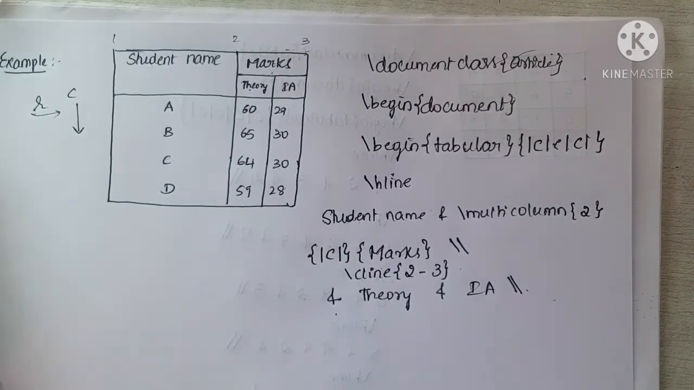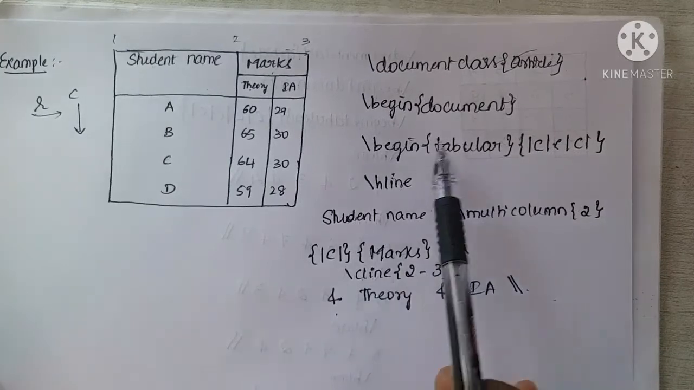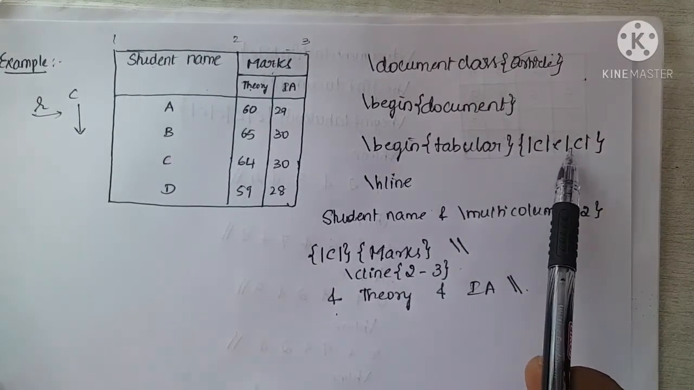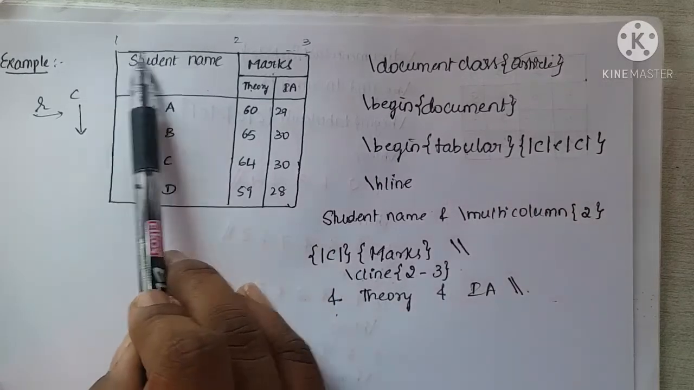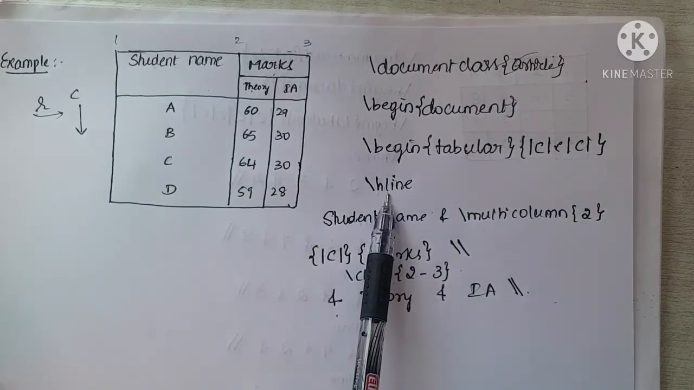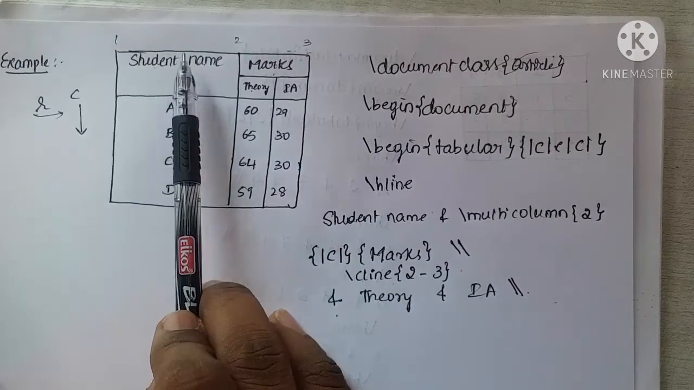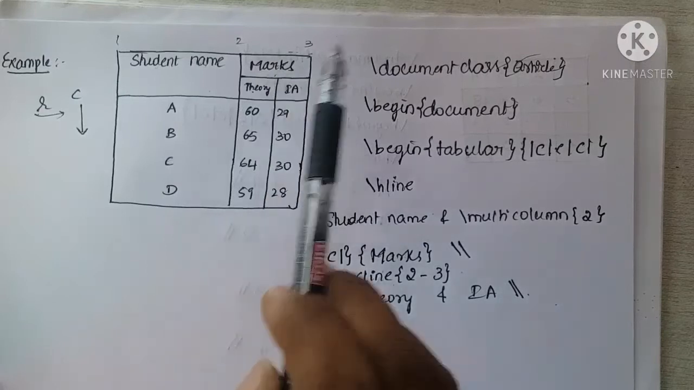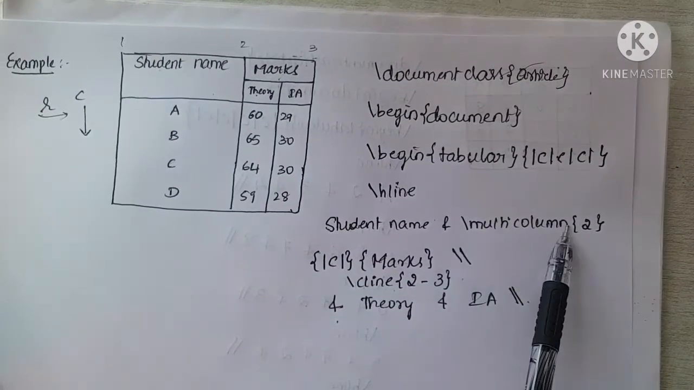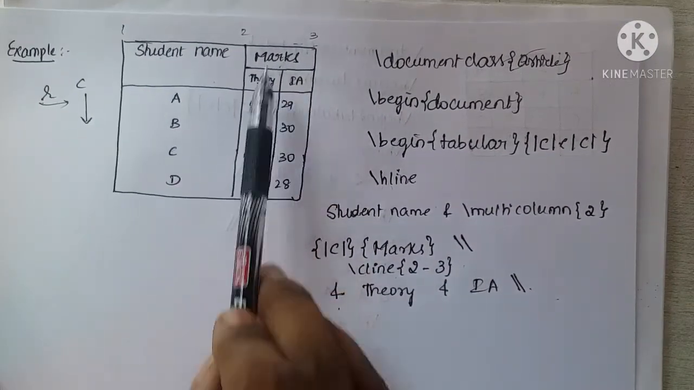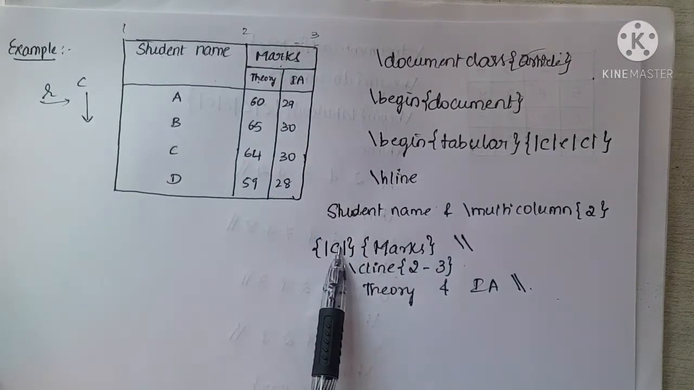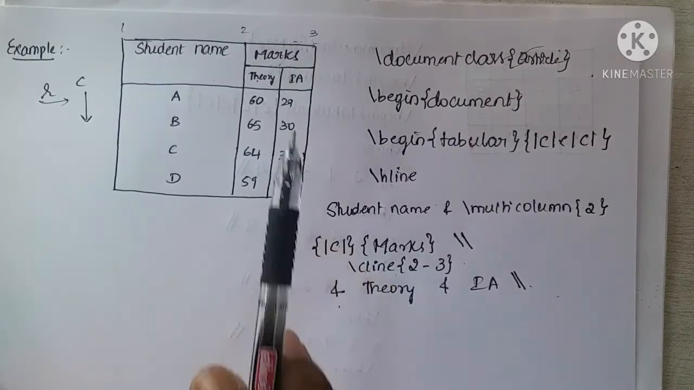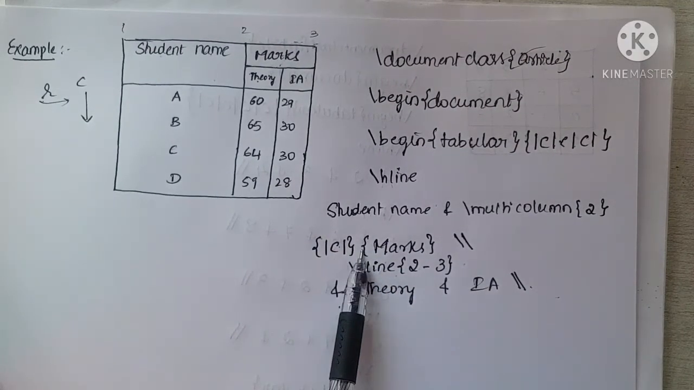Is this clear? From the first, once again I'll tell you. Tabular we have begun. The columns are 3 columns, so I have mentioned it. The position also I have mentioned. The first line I need a line, so backslash hline. If you come to the first row, student name and, but this marks is getting split up into 2. So backslash multicolumn 2, the position of this marks is C. We have used 2 lines here for safer side in order to get a complete table.